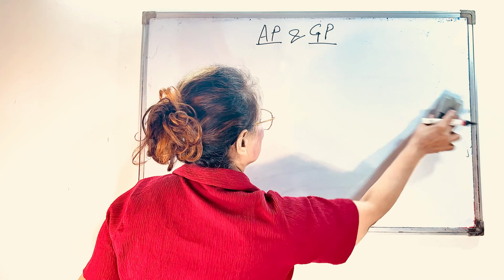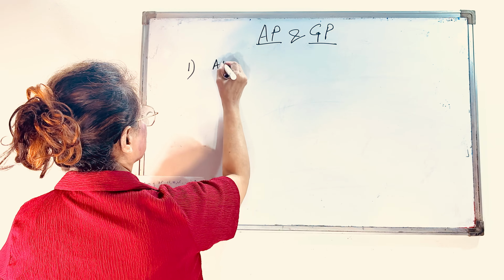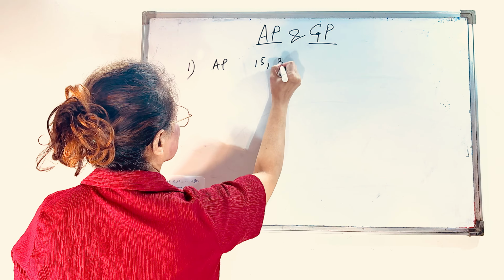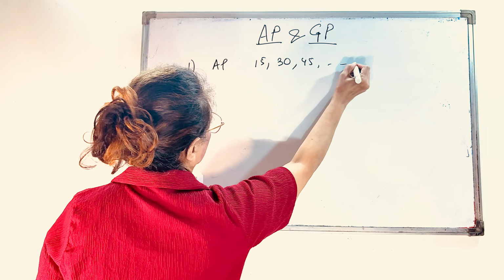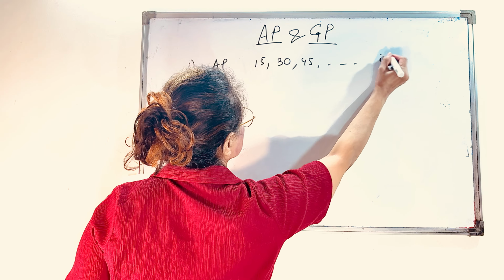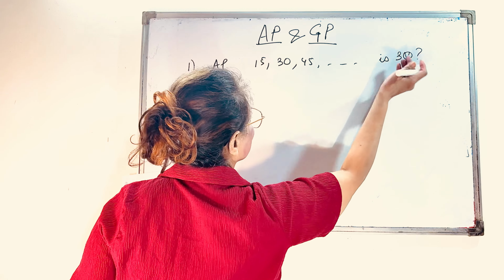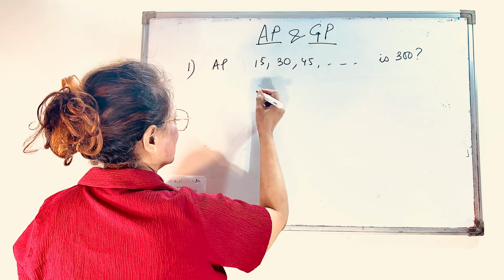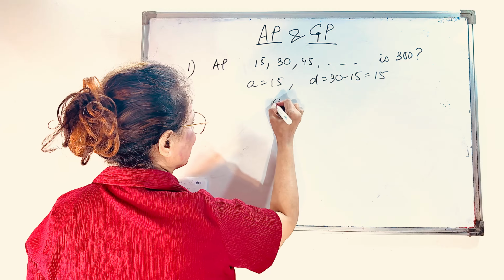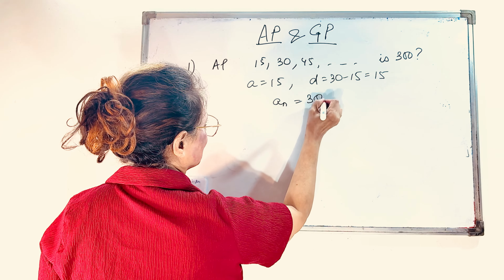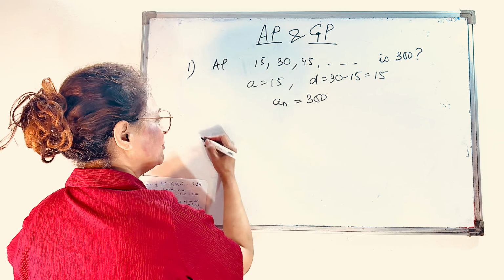Which term of the AP 15, 30, 45 and so on is 300? Find the term number. So AN is given. In these questions also, write the data first. A is 15, D is 30 minus 15 which is 15, and AN is given to be 300. Write the data and then apply the formula.